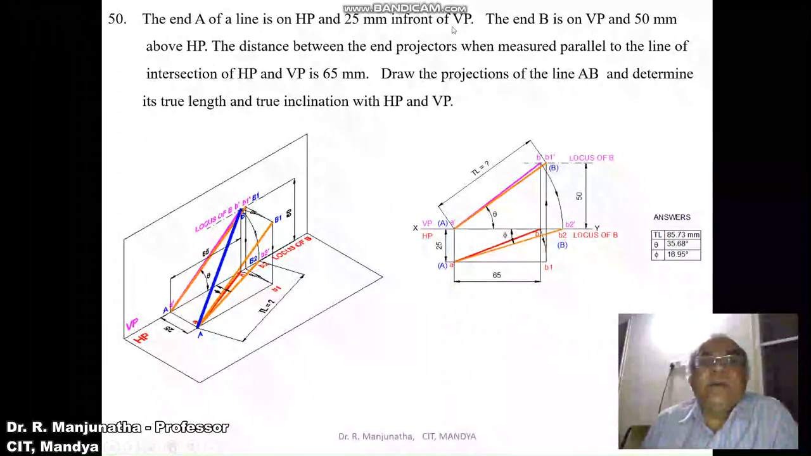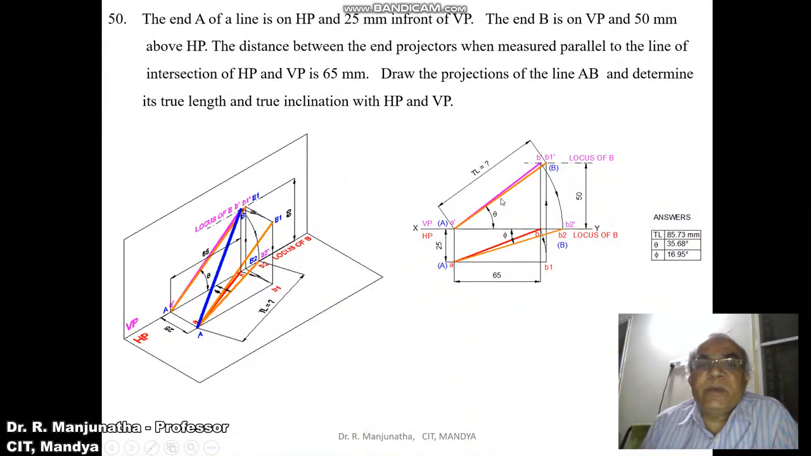Then 25 mm in front of VP will be on HP. So from the XY line we measure 25 mm and draw a horizontal line. Consider any point, and from A dash draw a vertical projector, so that it cuts this line at this point, and you mark that point as A, and then mark this point as small a.